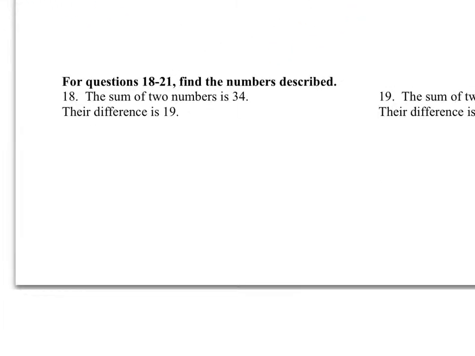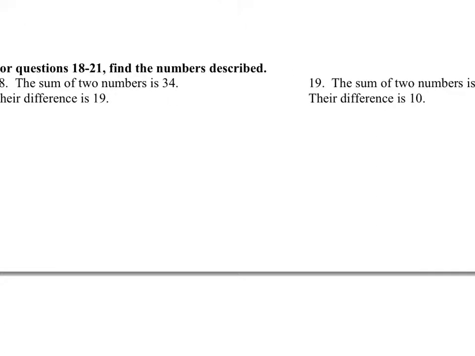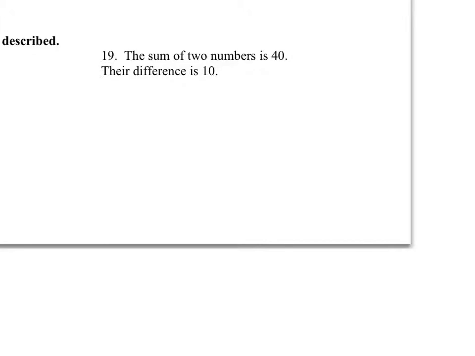Alright, we have a lot of trouble with word problems. Now, if we take a look at this one, we actually did quite well with the first one, where we have the sum of two numbers is 34, their difference is 19. I think we feel pretty good about that one. Same thing with 19. Sum of two numbers is 40, difference is 10. So real quick, the sum means x plus y equals 40. Difference is x minus y equals 10, and that's set up for elimination.